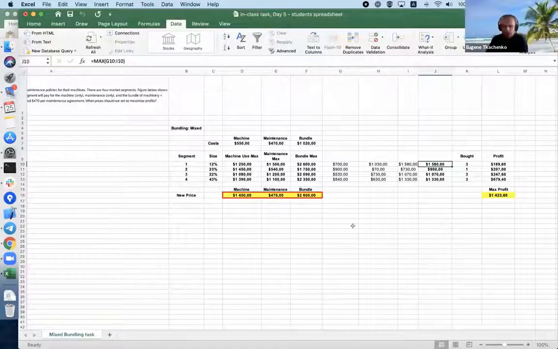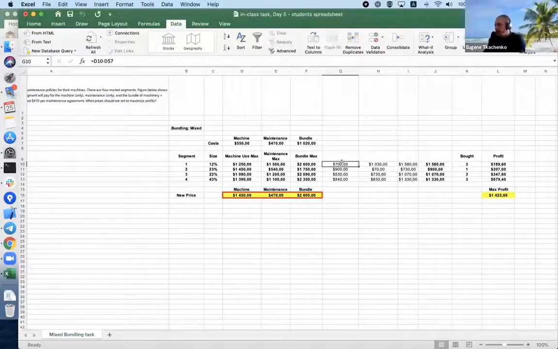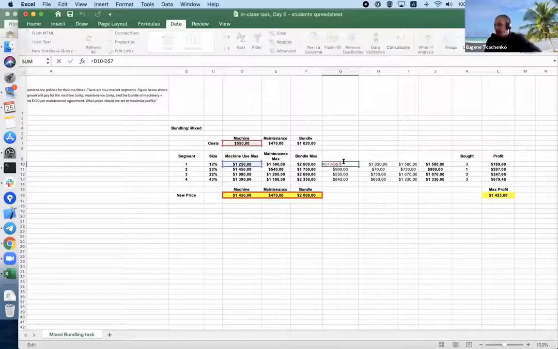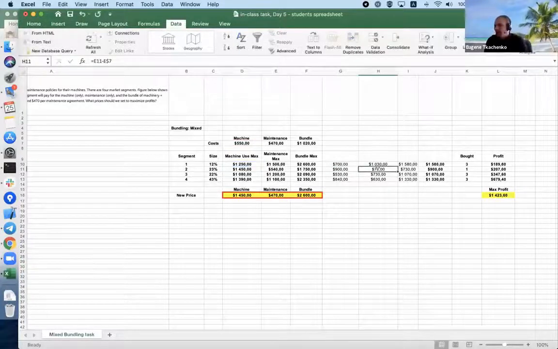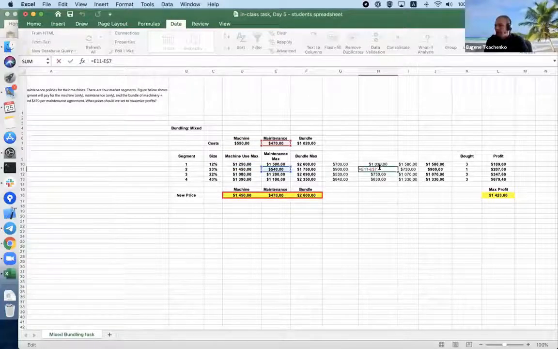Victor, a quick question. Kenneth is asking, could you double click on cells in the columns G, H, and I, so we can see the calculations? Yeah, just to highlight them. Yeah, so basically, that's accurate. So you took the maximum price the people in the segments were willing to pay, and subtracted the cost.